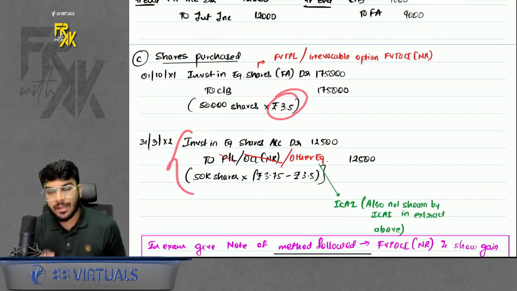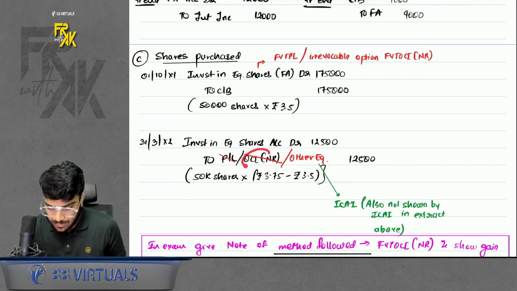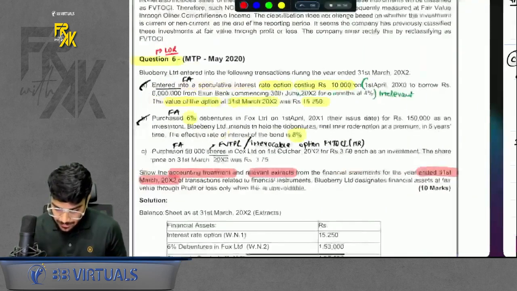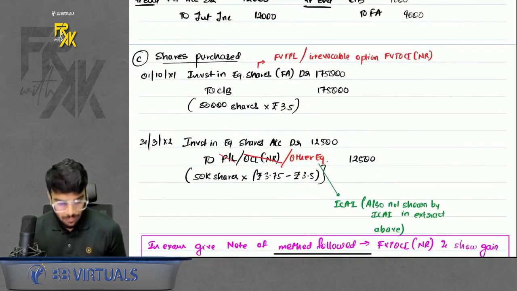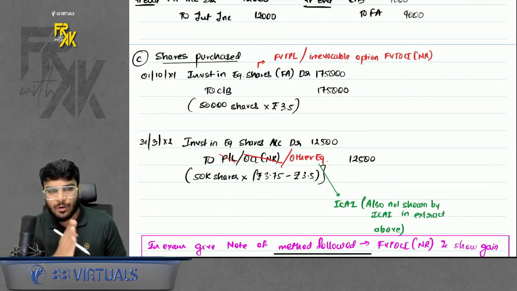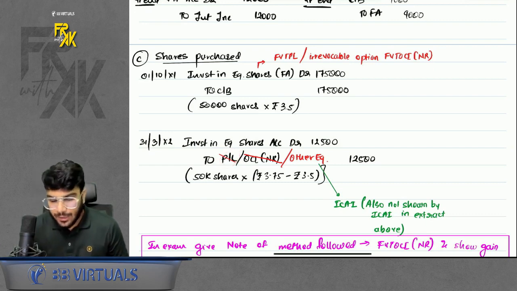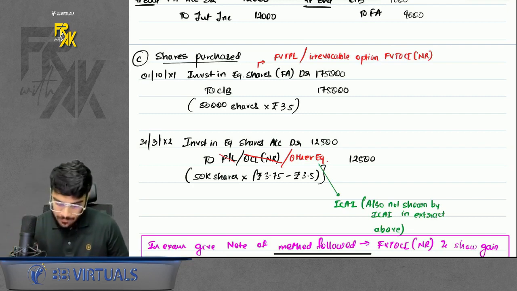Then whatever is the gain, if you are choosing FVTPL, you will book it in P&L. If you are choosing FVTOCI, you will book it in OCI. But what is done in this question is they have directly booked the gain in other equity. Why other equity? Don't know. But ideally, there can be two assumptions. If you are following FVTPL, you should book the gain in P&L. If you are following FVTOCI NR, irrevocable option, you will book the gain in OCI NR. But they have directly booked the gain in other equity or equity, whatever it is. So in case you remember what they have done, do the same in the exam. In case you don't remember, you can follow any of the assumptions.